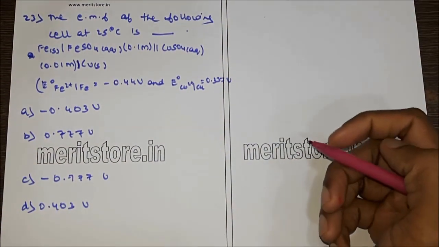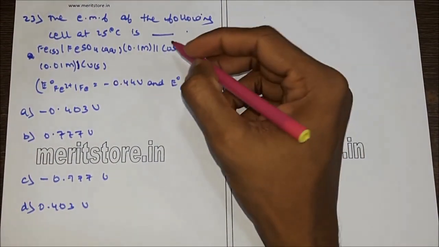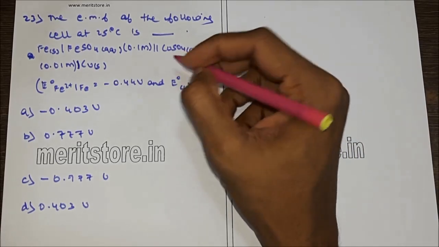Question 23. The EMF of the following cell at 25 degrees Celsius is, and we're given reactions over here.